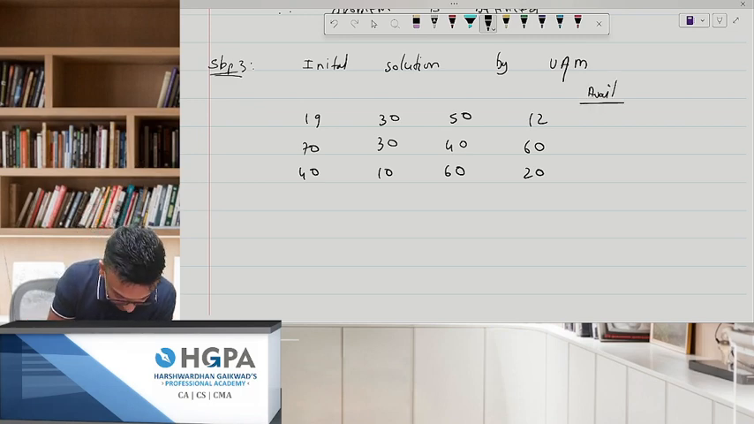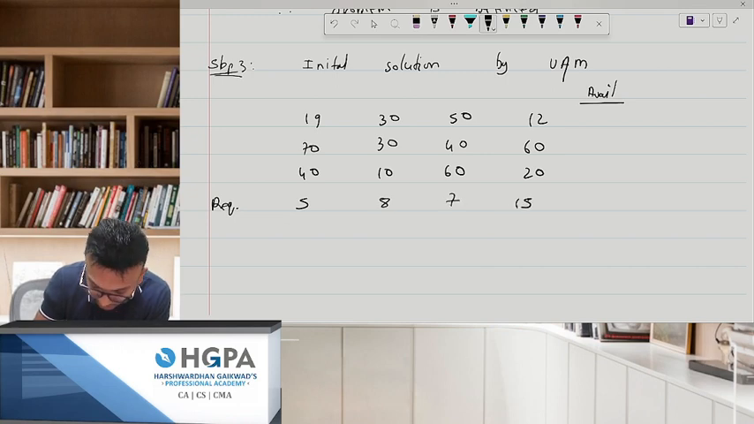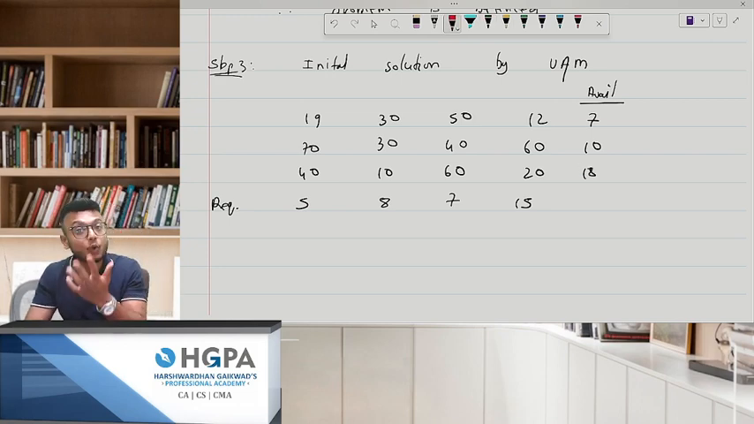Availability and requirement. How much is this? 5, 7, 5, 8, 7 and 15, and availability is 7, 10, 18. Okay, now we have to start computing something called row penalty, column penalty.